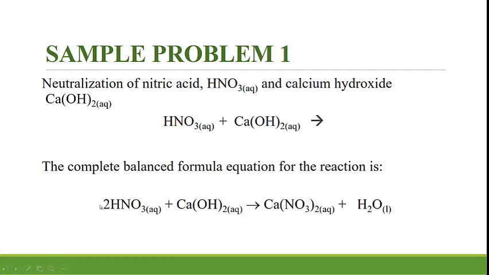So if we put 2 H's here, now I have 2 H's plus 2 H's. That gives me 4 H's there. Oops, I only have 2 over here, so I have to put a 2 over there. Okay, my H is balanced.